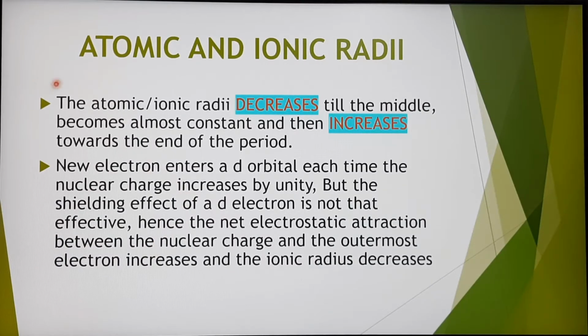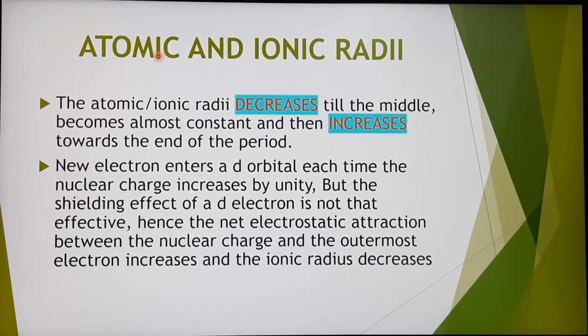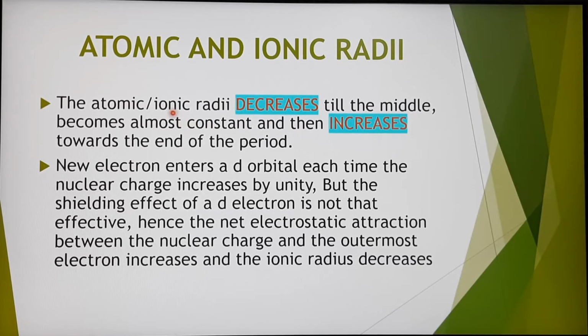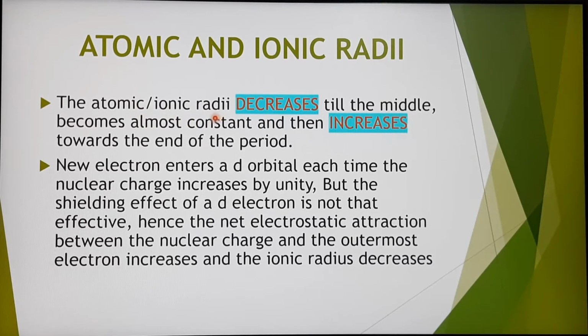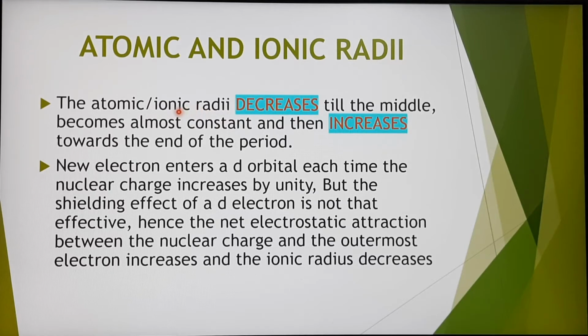Now the first physical property is the atomic and ionic radii. Children, you know that in a period the general trend is that atomic and ionic radii decrease because of increasing effective nuclear charge, because successive electrons enter the same shell, and nuclear charge increases because of the addition of successive protons. So atomic radii decrease whenever we move from left to right.